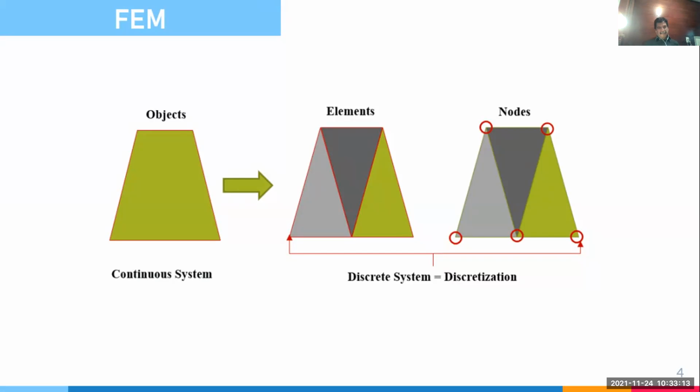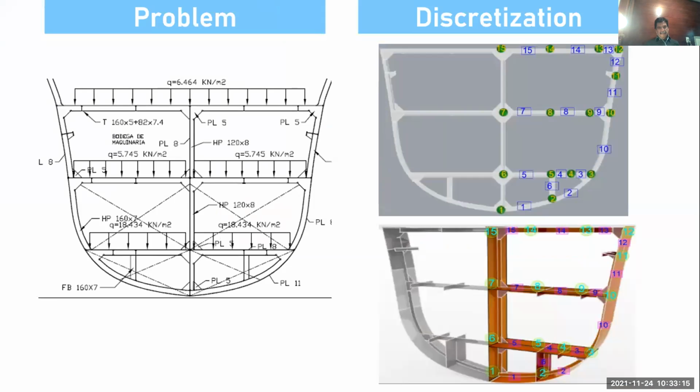Finite element method, FEM, is a method for solving engineering problems and mathematical models. It is based on matrix algebra to solve a system of simultaneous equations. It is also called the matrix method of structural analysis.